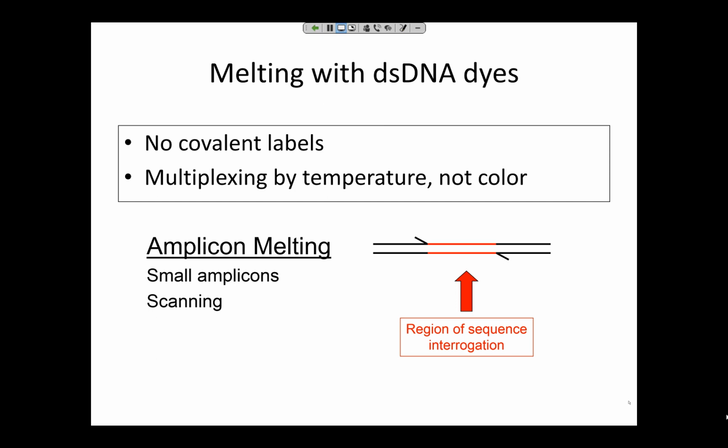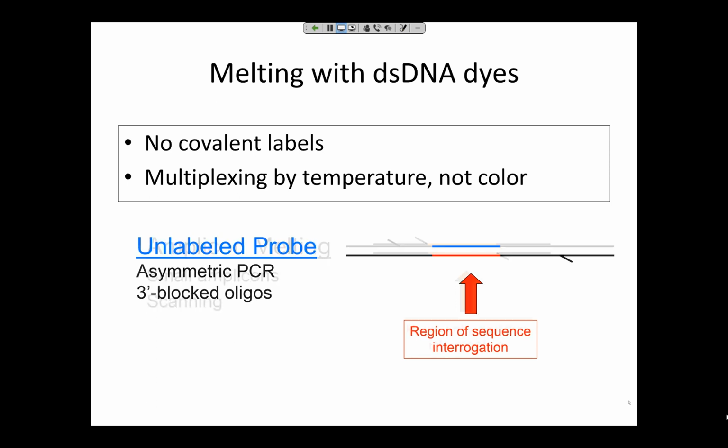We'll also talk a little bit about scanning for heterozygotes that can be done in larger amplicons, a different way to look for sequence variants. It's also very, very simple. But for now, we're going to introduce a variant of small amplicon melting that can even distinguish that small 4% that you can't do directly by small amplicon melting. And that'll be using an unlabeled probe.